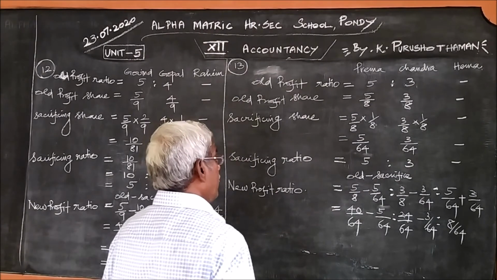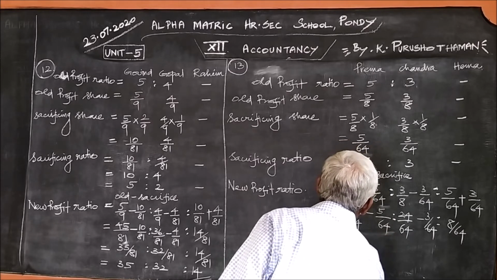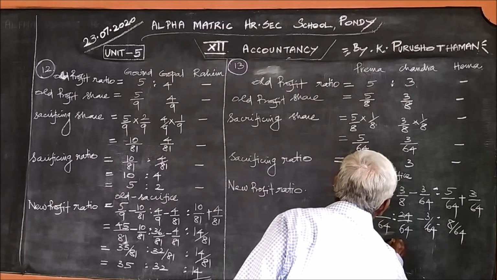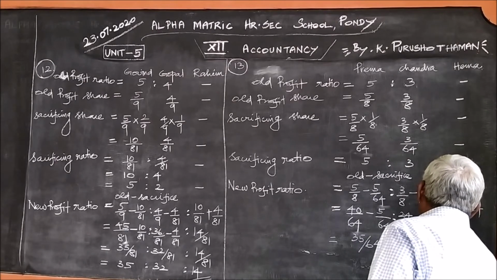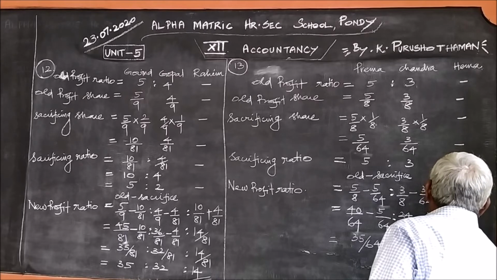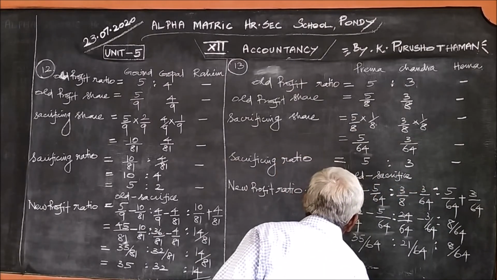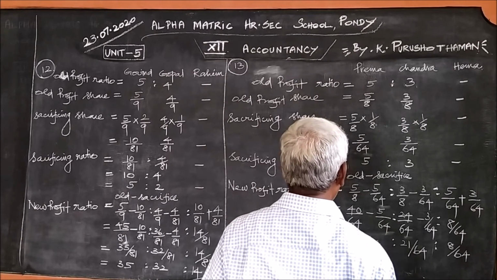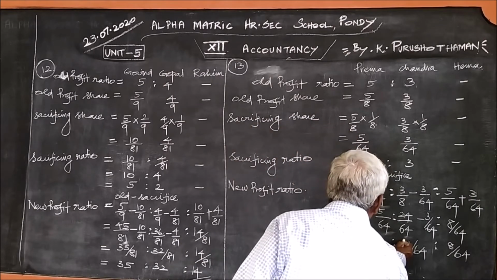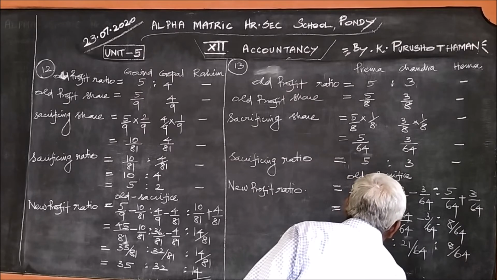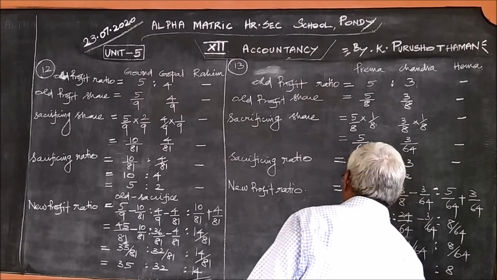Now you can simplify. 40 minus 5 is 35, because the denominators are equal, so 35 by 64. Here also the denominators are equal: 24 minus 3, 21 by 64, and 8 by 64. Since the denominators are equal, we can write the numerator alone: 35, 21, 8. Therefore, the ratio is 35 is to 21 is to 8. This is the new profit ratio.